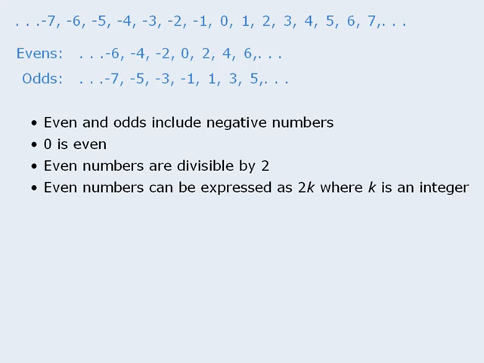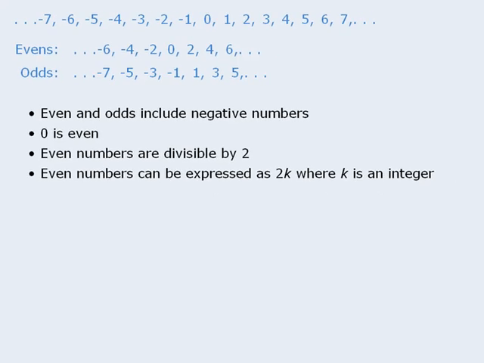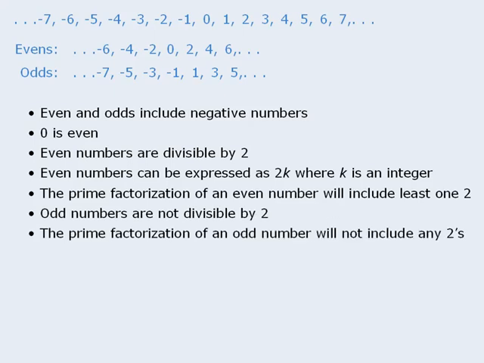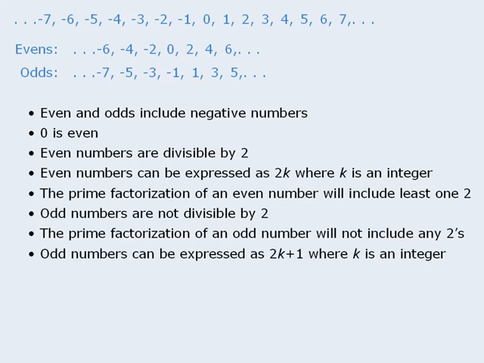is an integer. Another way to say this is that the prime factorization of an even number will include at least one 2. Conversely, odd numbers are not divisible by 2, which means the prime factorization of an odd number will not include any 2's. And finally, odd numbers can be expressed as 2k plus 1, where k is an integer.